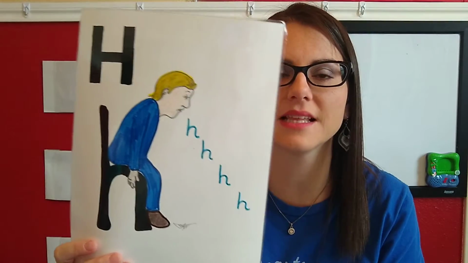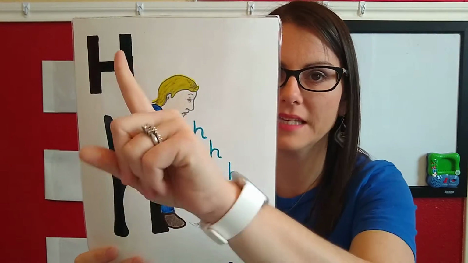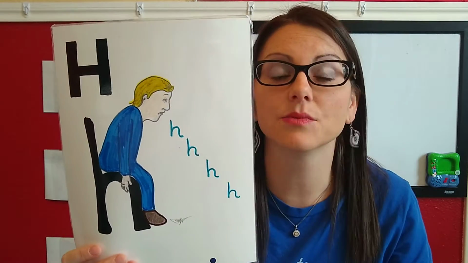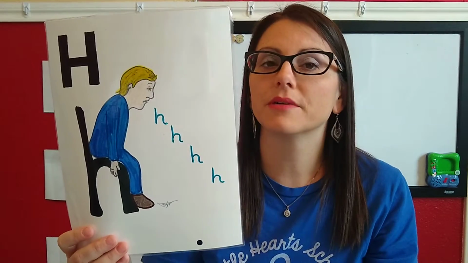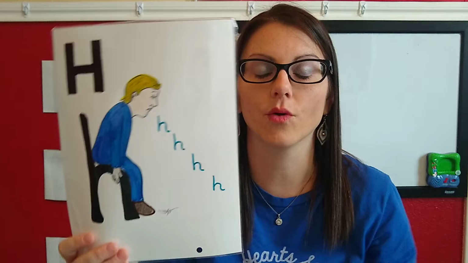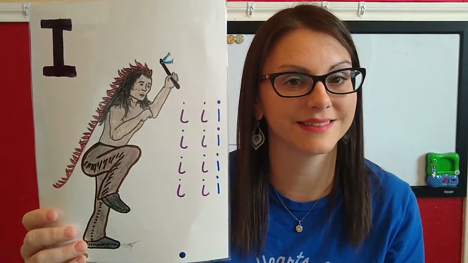All right, our next one is the letter H. There's the capital and lowercase. Remember, you can see capital and lowercase on each page. And this one is telling us, look, he looks so tired. So we're going to pretend we're sitting on that lowercase h. And we're going to say, because H says, okay.